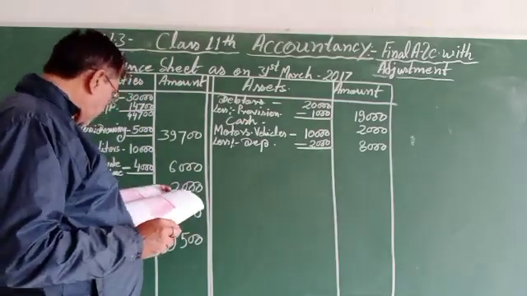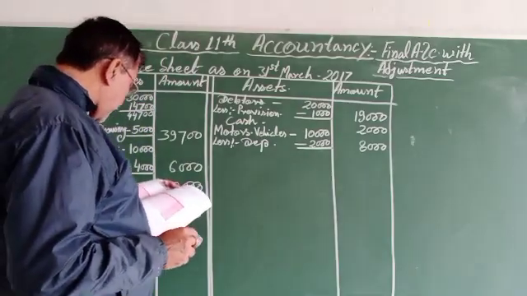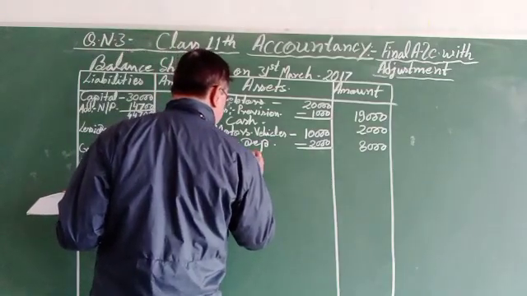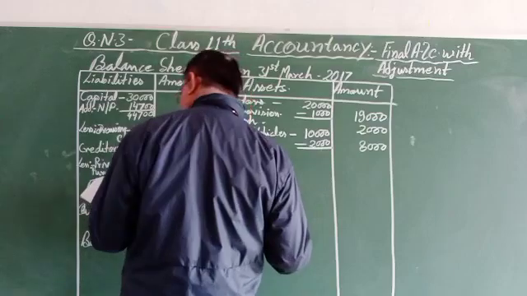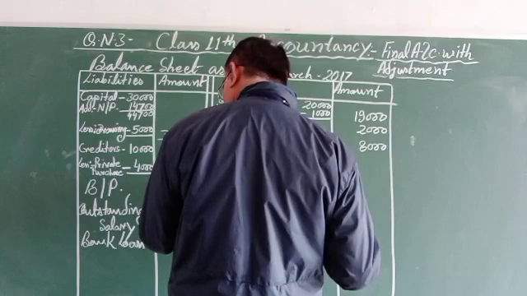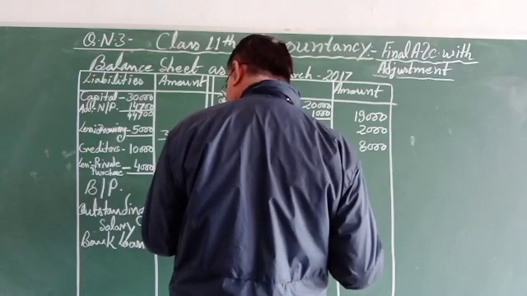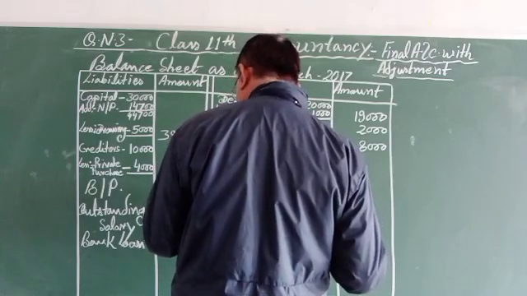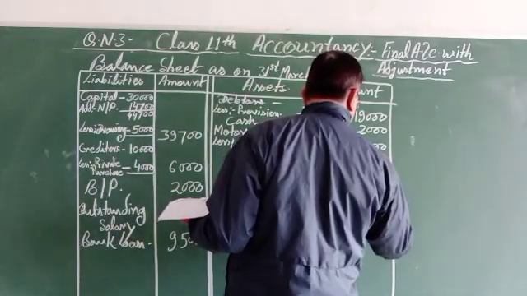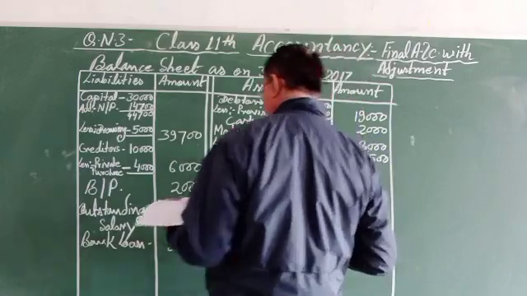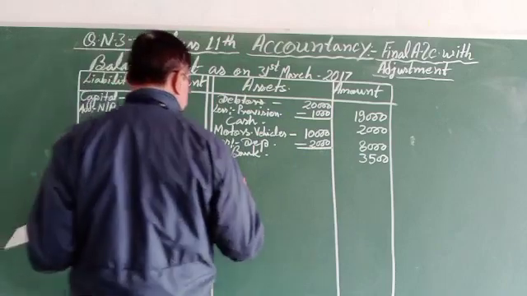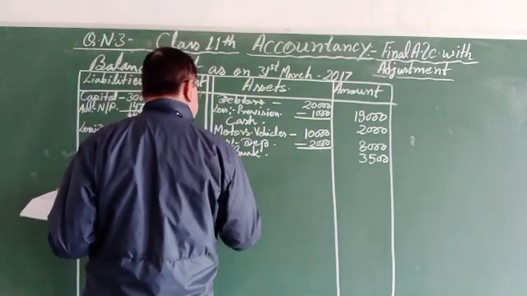And then after motor vehicles, bank, cash available in the bank, that will be an asset. In the bank column, 3,500. And then after that, land and building.